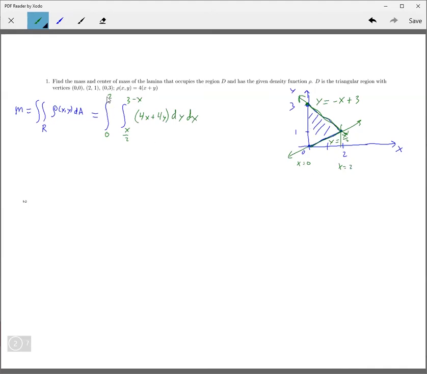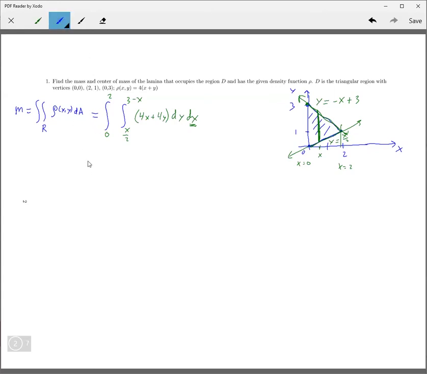Okay. So each one of these x's here represents a vertical line or strip, right? And you have them from 0 to 2. Outside of 0 to 2, you're not getting vertical strips that are in the lamina, the triangular region. Okay, so that's the integral right there.